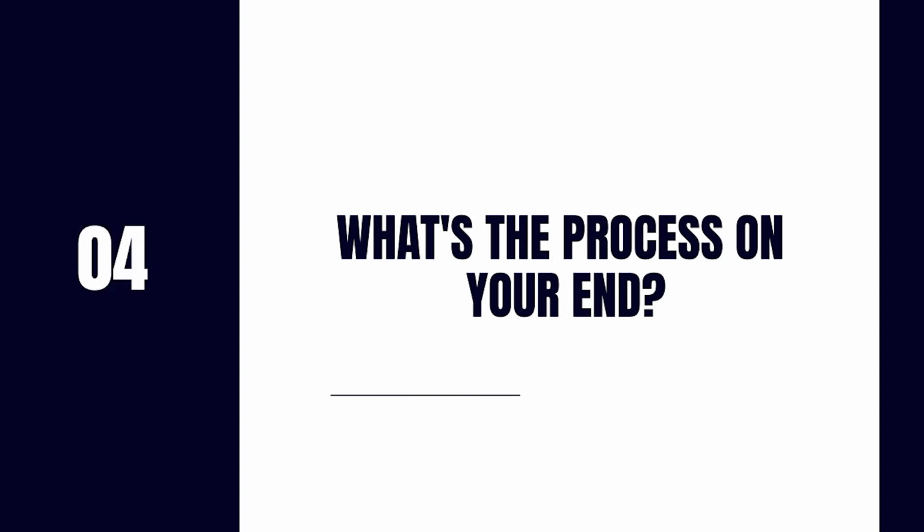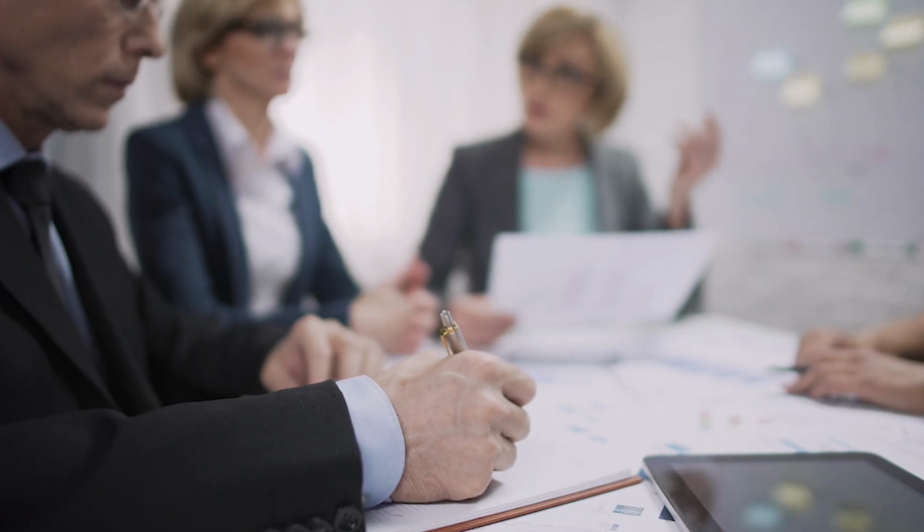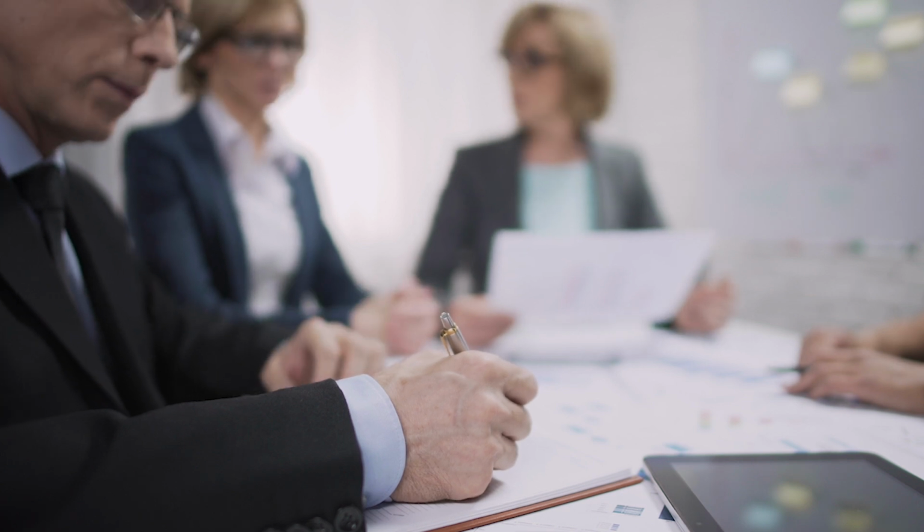Fourth question is P. So B, C, O, and then P. The fourth question is, what's the process on your end? Or how much of a priority is this currently at your end in order to make this decision? So the reason we want to ask this is because it gives us an understanding of how they tend to make decisions at their company and allows us to situate our whole sales process around how they currently work.